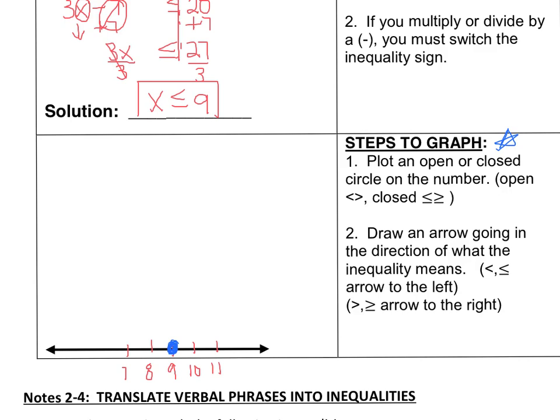And now, because it is less than, we're going to shade where the numbers are decreasing, so on the less than side, which is to the left. We're going to put our arrow because it goes on forever, and now we have it graphed.